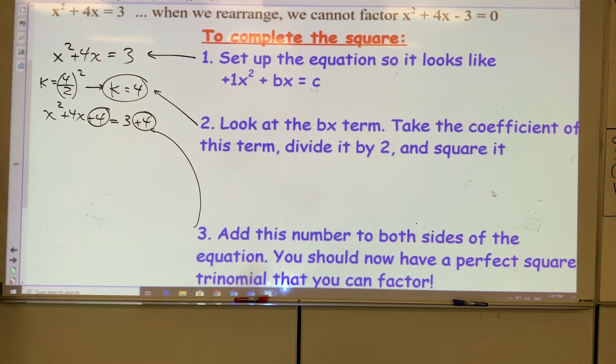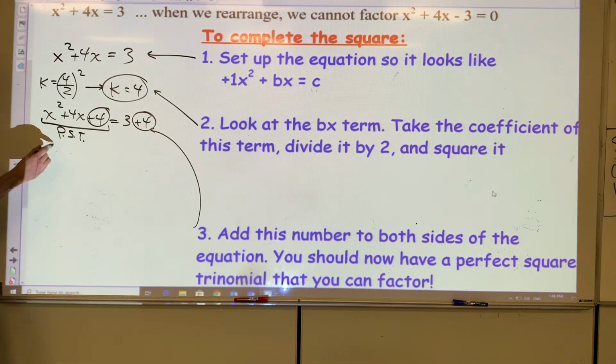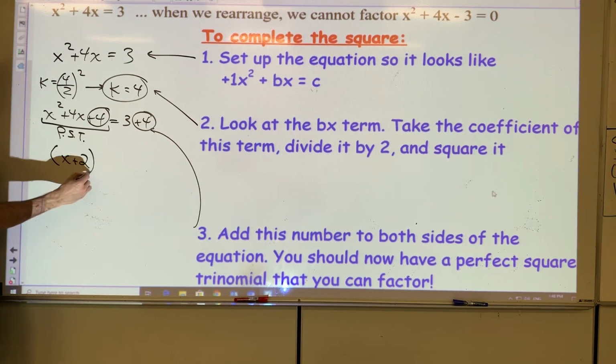So we're not just arbitrarily doing stuff. It's an equation. So as long as you do the same thing to both sides, you haven't changed the equation, right? It's like a balance. I added 4 pounds on this side, 4 pounds on that side, it still balances out. Yeah? Excellent. But now I'm saying, hey, this should be factorable. This should be a perfect square trinomial now, is it? Yes. If it is, your answer is just going to be x plus 2 squared.